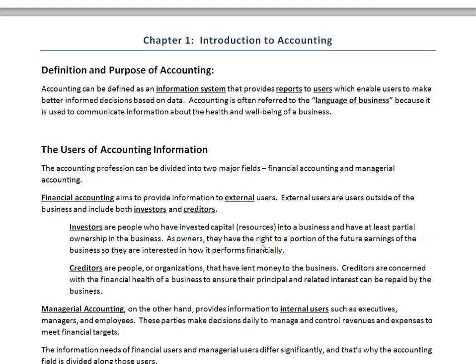Today we're going to be looking at chapter 1, which is an introduction to accounting. In this chapter we're going to define a bunch of different terms that we're going to use throughout the course. So most of this chapter is just definitions.